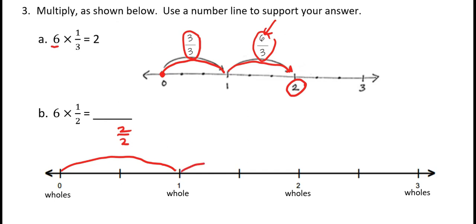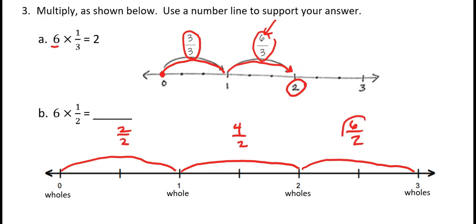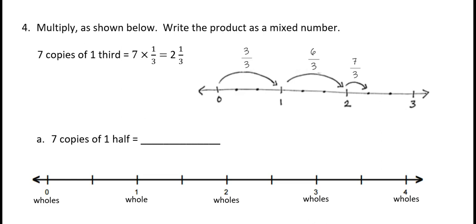When I jump from 1 whole to 2 wholes, I've used a total of 4 halves. And I can make one more jump from 2 wholes to 3 wholes, and now I've used a total of 6 halves. 6 times 1/2 is 6 halves, and that shows how 6 halves equals 3 wholes. So 6 times 1/2 is 3. Sometimes when we do the multiplication, we don't land exactly on a whole number.